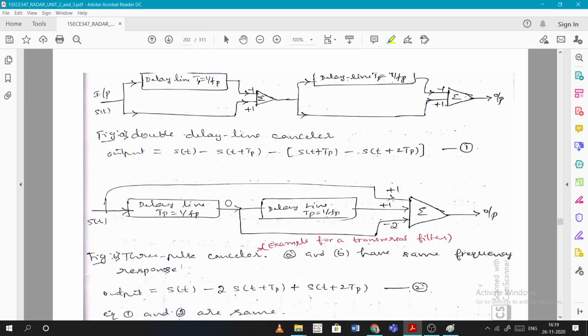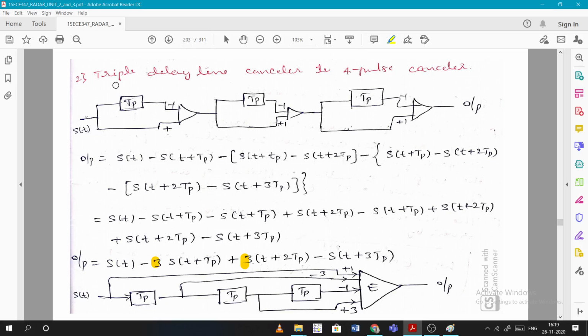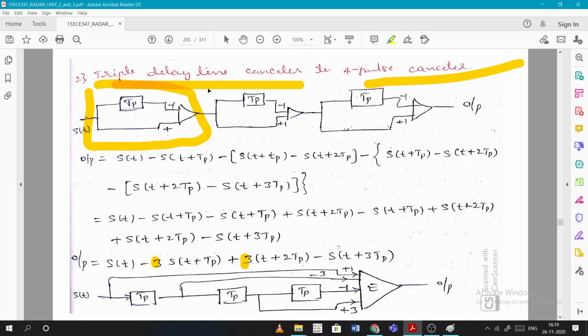So this is how it is happening. In the same way, the triple delay line canceller becomes a four pulse canceller. In the triple delay, there will be 3 sets like this, the same repetition. So 3 blocks, which have all the gains plus or minus like that.